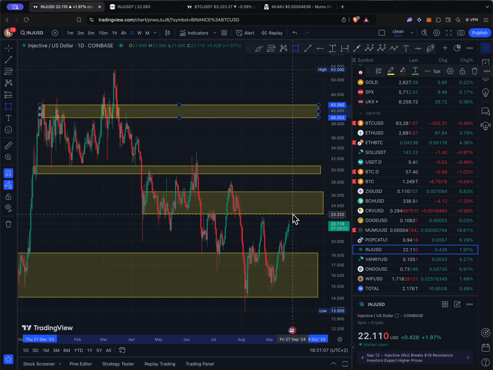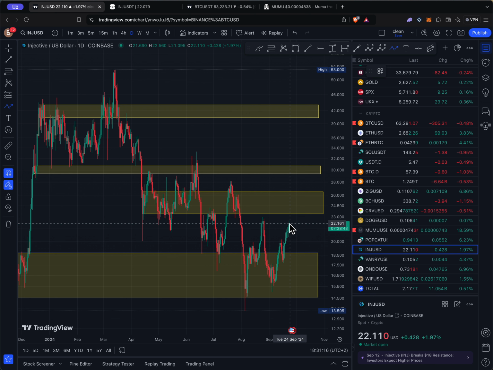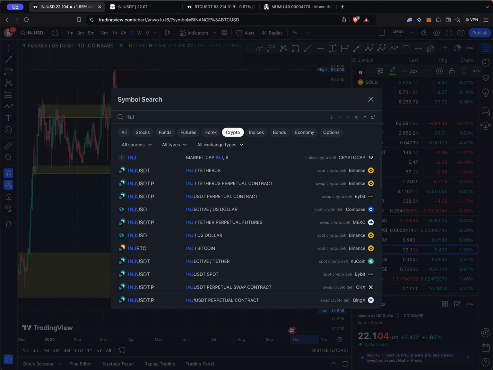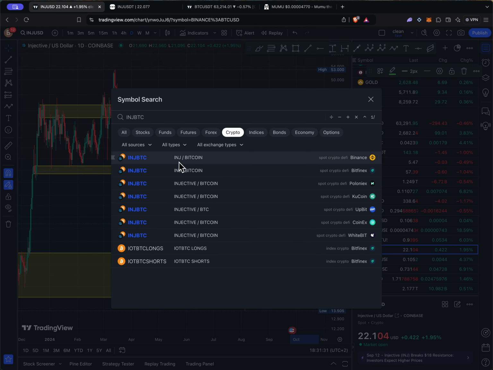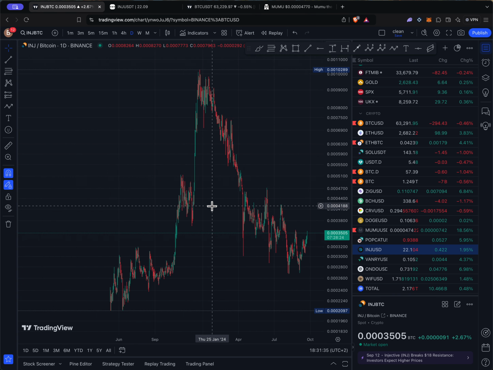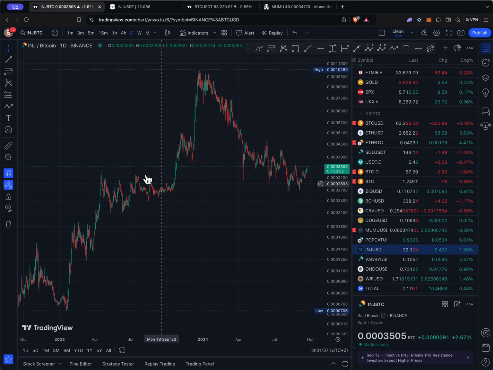Taking this into consideration, here I would expect to hit this order block. I don't know if it hits here and gets rejected or goes a bit through, at least this move. So something like going in here maybe and retesting this would be the bullish scenario. And I'm going to check INJ BTC for confluence. This is nice too.